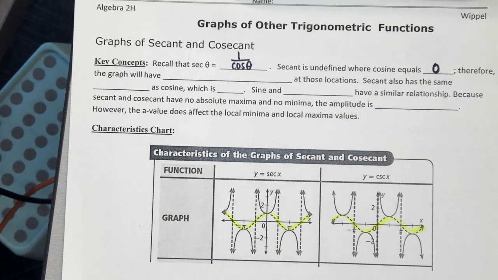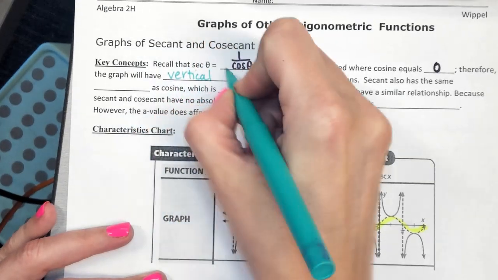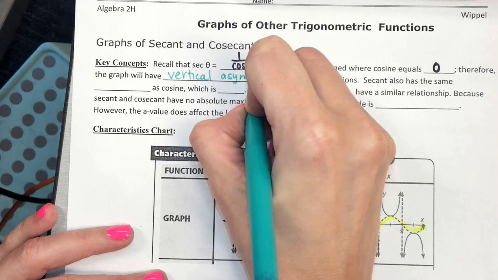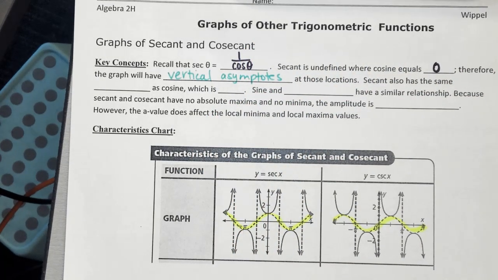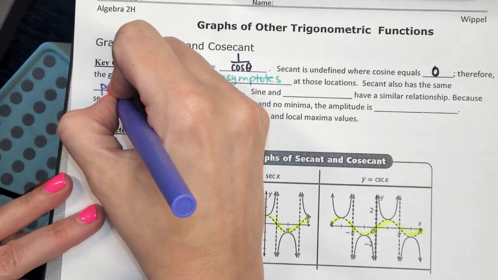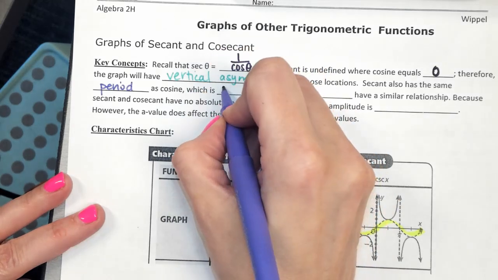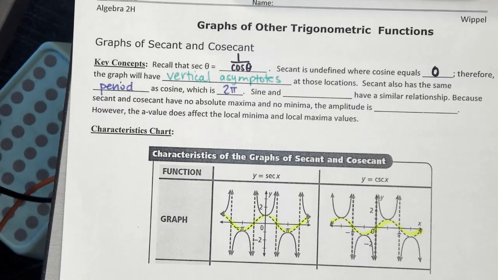Okay, and that means at that point there will be an asymptote, and they'll be vertical. So the only asymptotes you have on these graphs are vertical asymptotes. And secant has the same period as the cosine, which is what? What's the period of the cosine function? 2 pi. Yep, and we are going to find it with 2 pi over b. The parent function has the period of 2 pi.